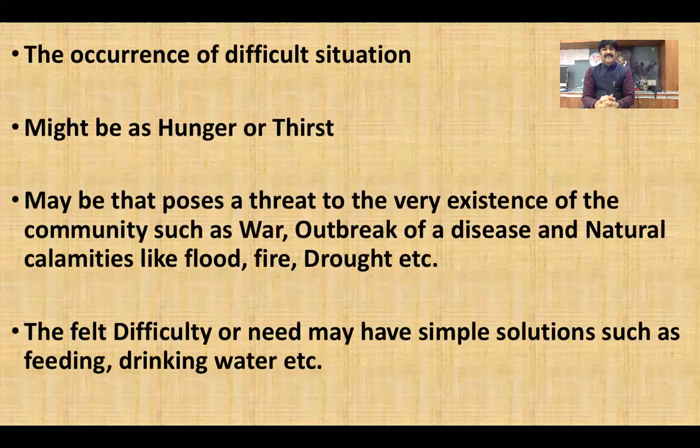The occurrence of a difficult situation might be hunger or thirst. There may be famine, or somewhere people die of thirst due to water scarcity. Maybe that poses a threat to the very existence of the community, such as war, outbreak of a disease, and natural calamities like flood, fire, drought, etc.